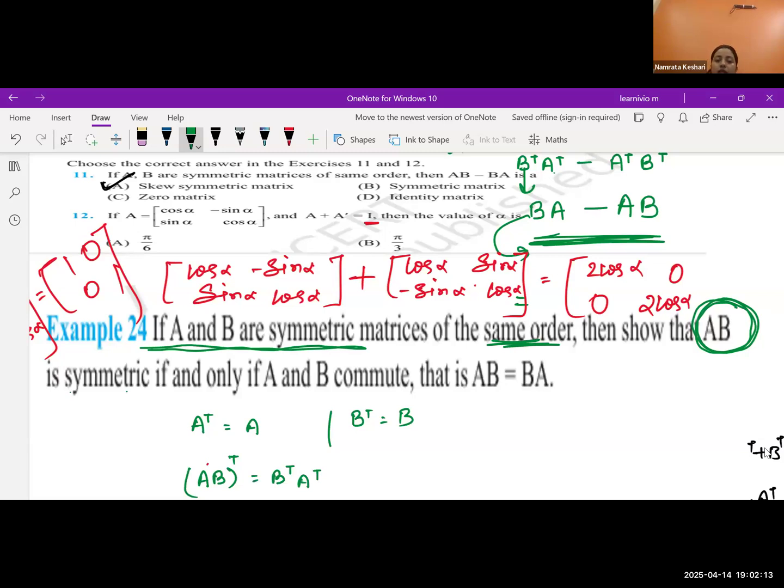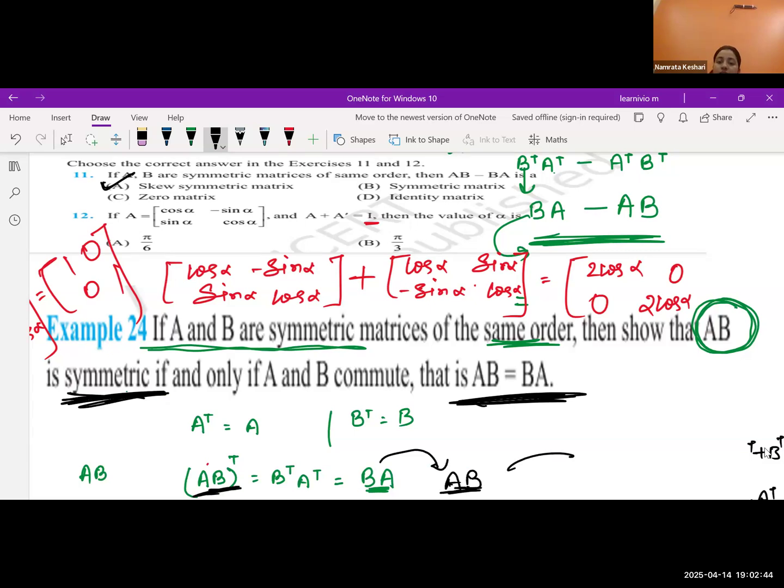Now B transpose and B are the same, so we can write B transpose as B. We can write A transpose as A, right? Yes, ma'am. So we started with AB, we have done the transpose and we ended up getting BA. And here the question says that it will be symmetric if AB and BA are the same. So instead of this BA, if I can write AB, then I can say, yes, it is symmetric, right?